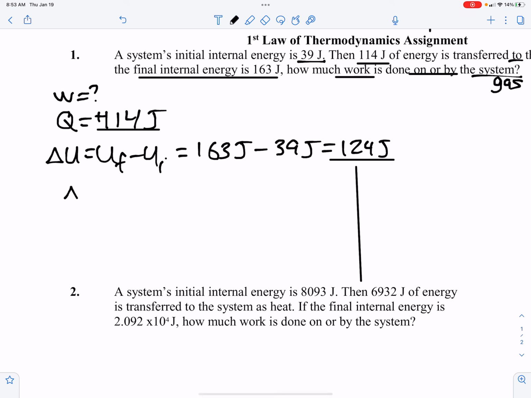So we're going to go change in internal energy is equal to the amount of heat added plus the work done on the gas. We don't really know if the gas was compressed or if it was expanded. We don't know.